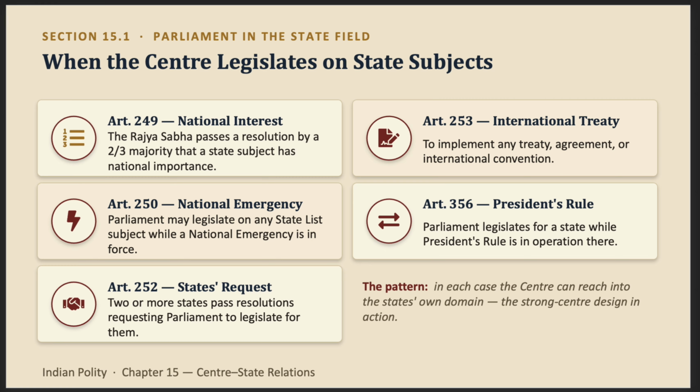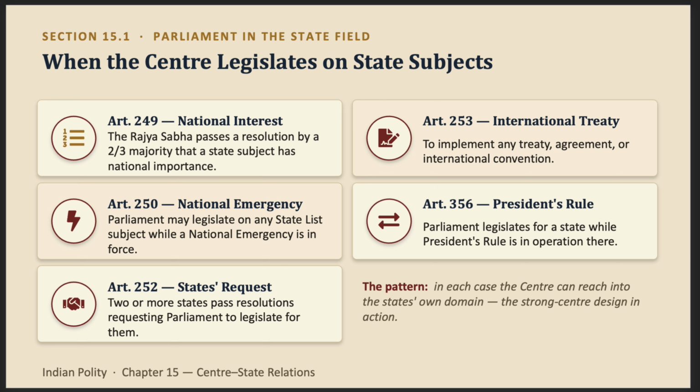The second scenario is during a national emergency under Article 250. Oh, sure. Once an emergency is declared, the entire federal structure temporarily transforms into a unitary one. That gives Parliament blanket power over the entire state list. Because in a severe national crisis, like a war or something, you literally cannot afford jurisdictional disputes. You need swift, unified action across all the borders.